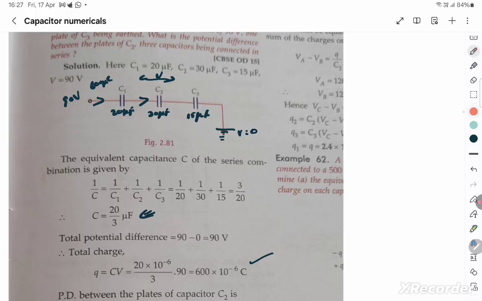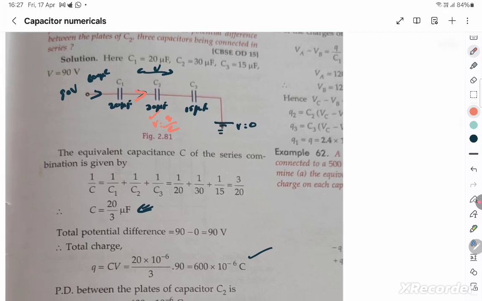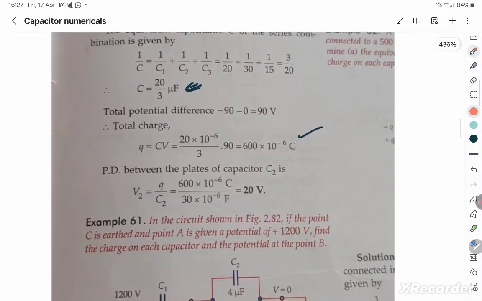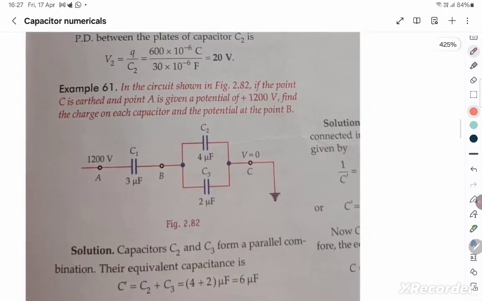That's the charge that flows through here, and so you know that's the same charge that's going to flow through the middle one also. And you know the charge, you know the capacitance, and V is equal to Q by C. Just substitute and you get the potential across that. That's the question. Let's go to the next question.